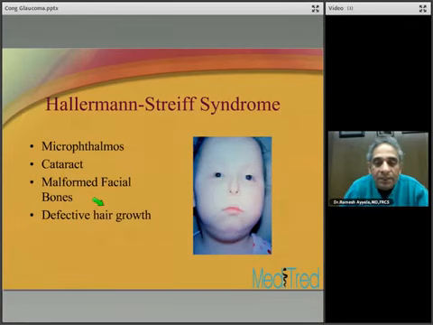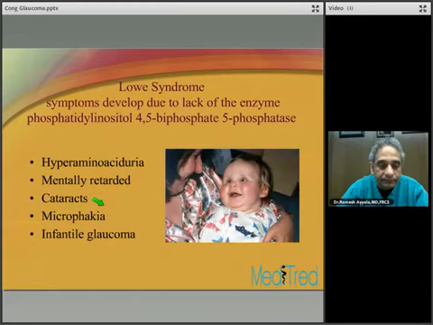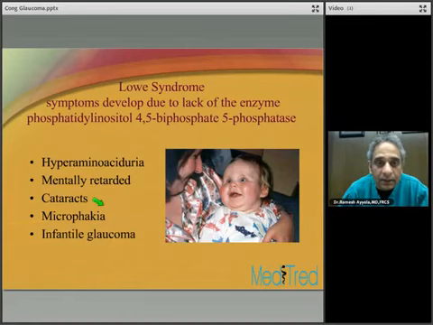Hallermann-Streiff syndrome is associated with microphthalmos, cataract, malformed facial bones, and defective hair growth. Pretty classic when you see a patient. The Lowe syndrome is a favorite question that they like to ask in your OCAPs and your boards.